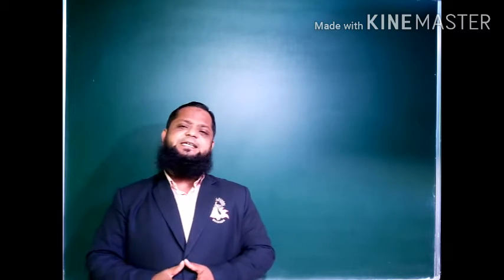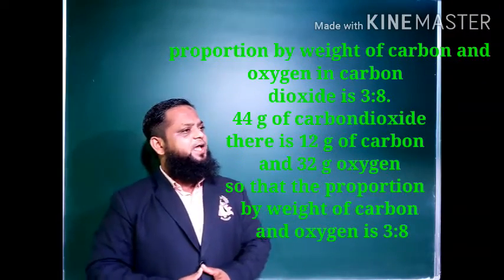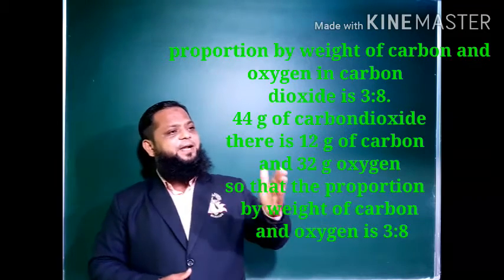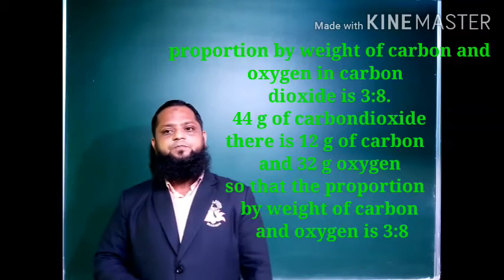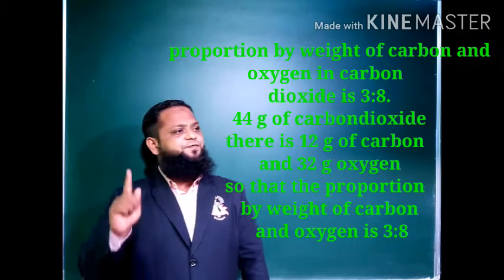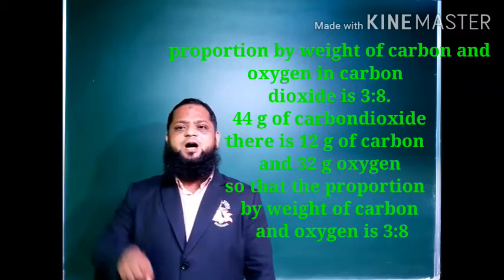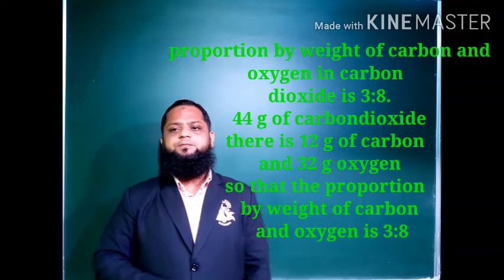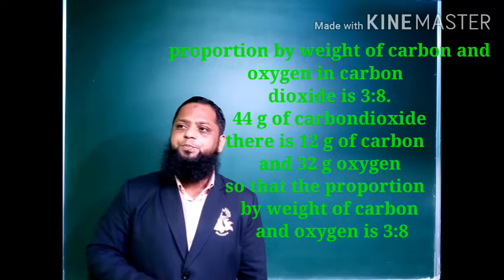Now let's see the second example. The proportion by weight of carbon and oxygen in carbon dioxide is 3:8. 44 grams of carbon dioxide is formed by the chemical combination of 12 grams of carbon and 32 grams of oxygen. So this is all about the law of constant proportion.